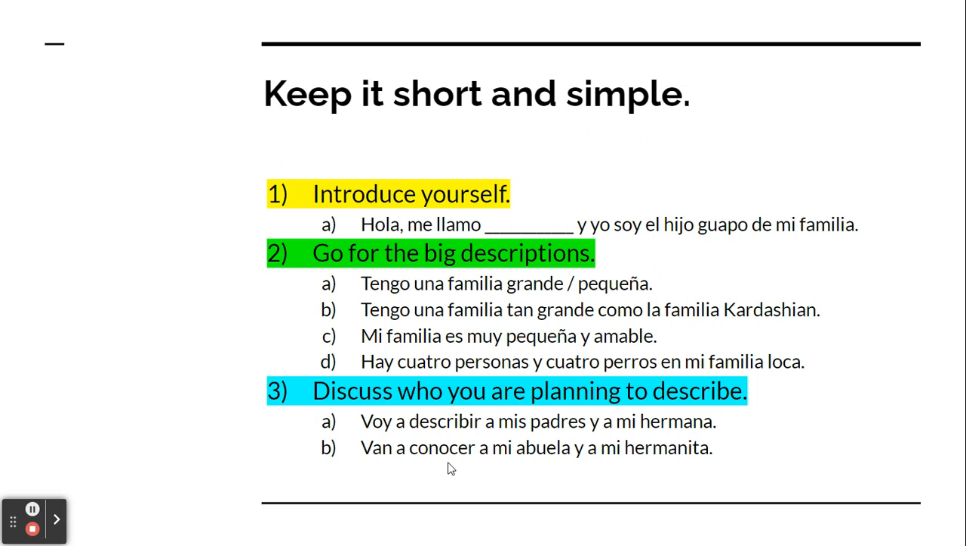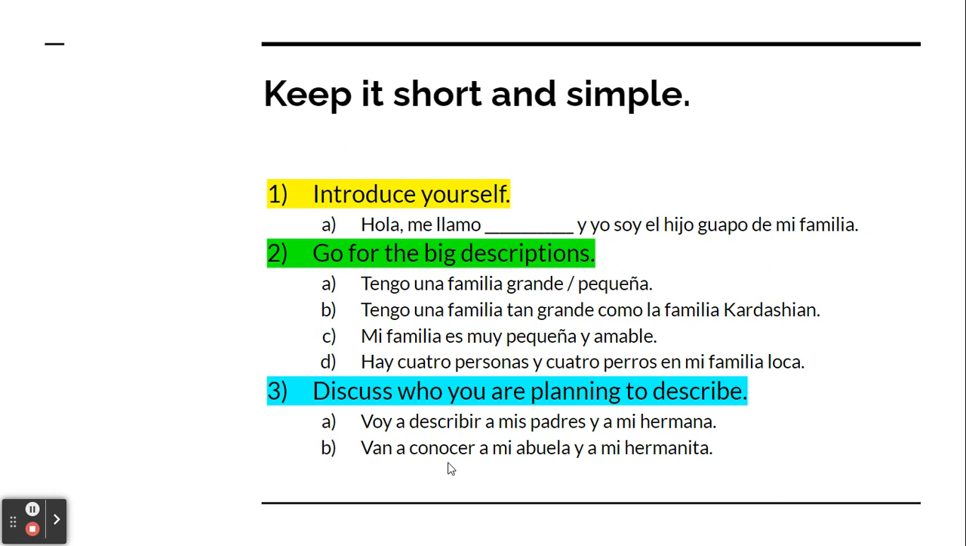You can talk about something in a way that shows your personality. For example, hola, me llamo Señora Montoro y soy la hija guapa de mi familia. After you introduce yourself, go for the big descriptions. Describe your family in a holistic sort of way.